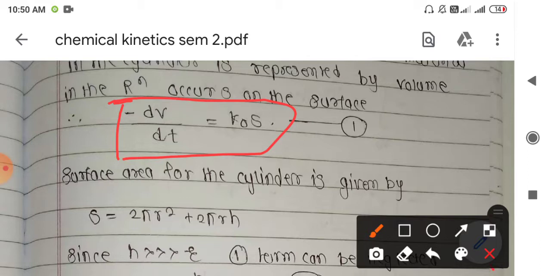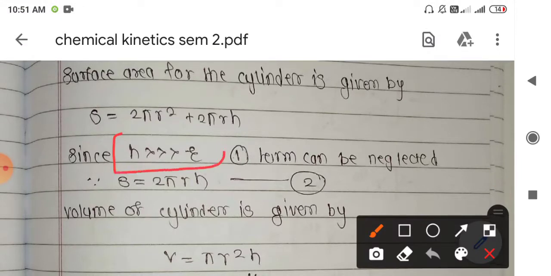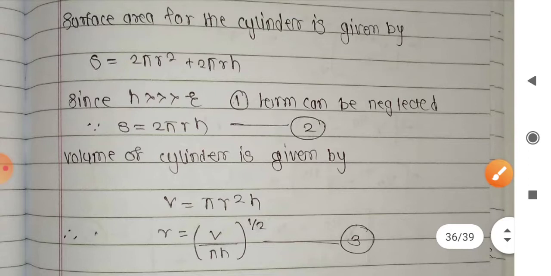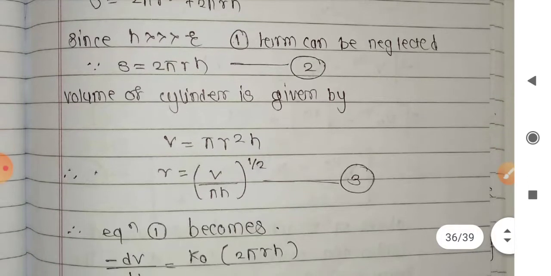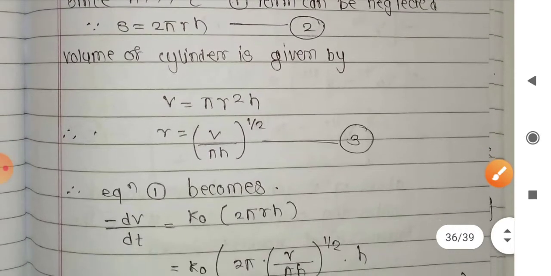So how can we find the surface area of the cylinder? That is 2 pi r square plus 2 pi r h. This is the surface area of the cylinder. Since we have assumed that the height of the cylinder is very large in comparison with the radius, this r square term becomes very small and can be neglected. So overall, the surface area S is a function of only the length, that is 2 pi r into h, and the volume of the cylinder is given by pi r square h. So let us try to find the value of r.